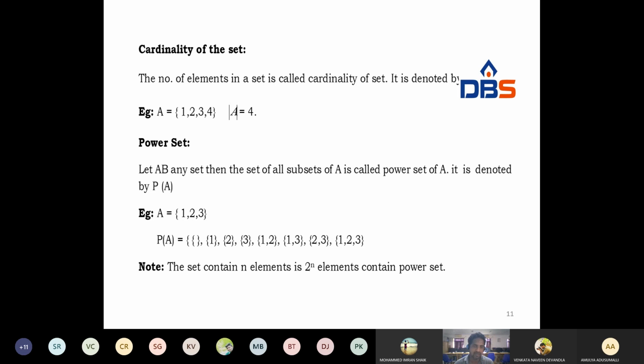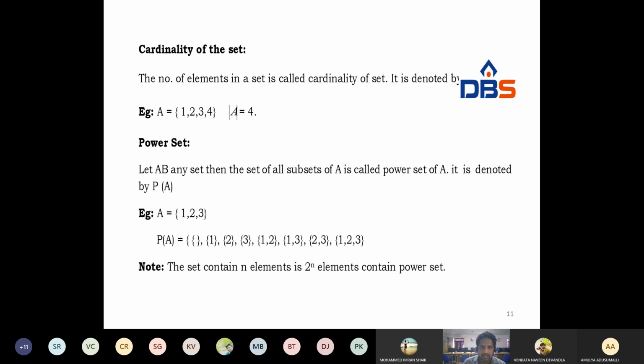See, A equal to set 1, 2, 3. So how can we take them? One, we can take the null set also. Null set, 1, 2, 3, 1 2, 1 3, 2 3, 1 2 3. These are all the subsets of A. Okay? So what do we do? So P of A is called the power set of A.